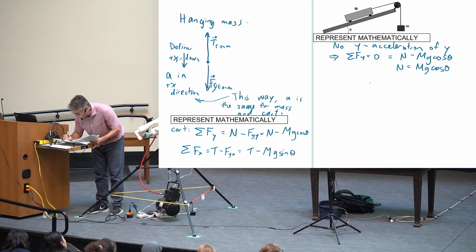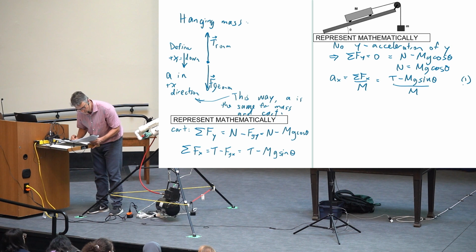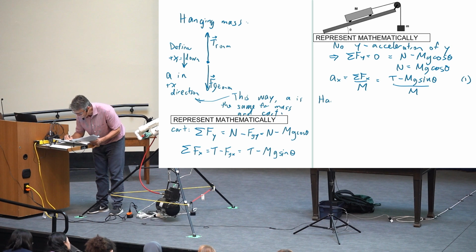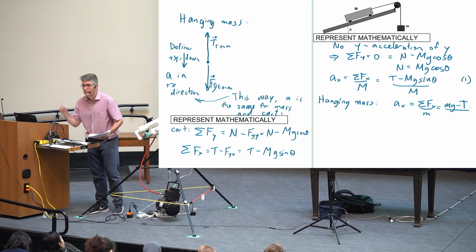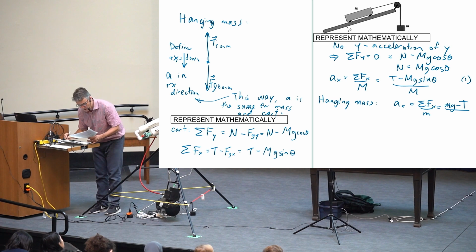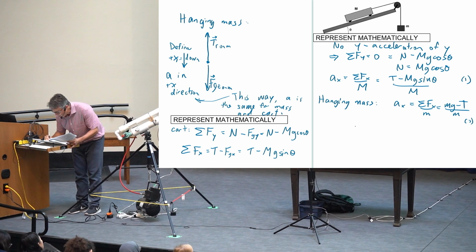And then a_x is the sum of the forces in the x direction divided by capital M for that mass. It's going to be T minus capital M g sine theta divided by M. But we don't know the tension, so we can't solve this. So what we're going to use now is the hanging mass. The reason is that I don't have tension, so maybe we'll try the hanging mass. In this case, a_x is the sum of all the forces in the x direction divided by lowercase m. It's going to be mg minus T, because mg is down, the plus x direction, and the tension is up in the negative x direction. So if I call this equation 2 and that equation 1, what I've got is two unknowns and two equations.